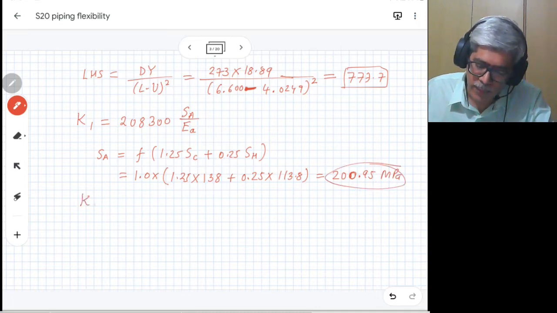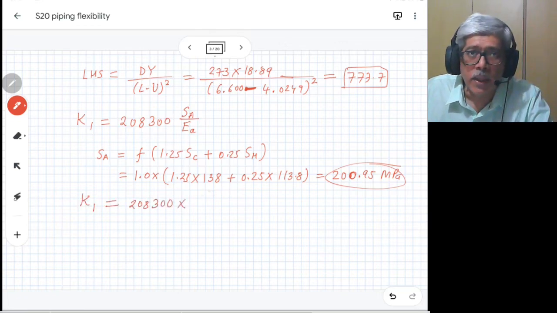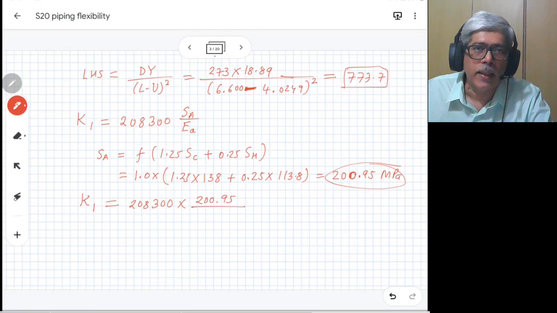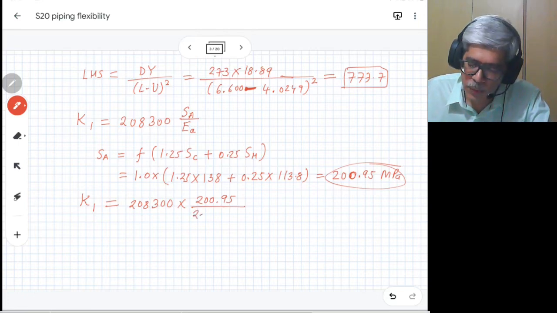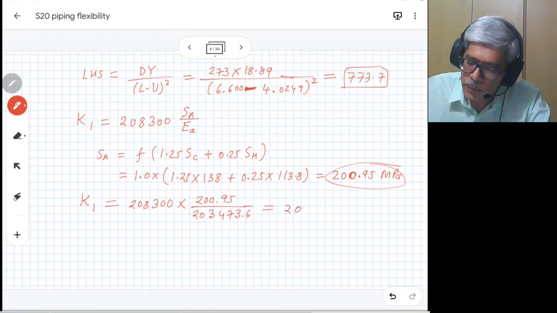So now we can calculate K1. So K1 will be equal to 208,300 multiplied by SA. So the SA value is 200.95, and the EA value is given in the problem. So the EA value is 203,473.6. So we get the right hand side value, or the K1 value, as 205.7.